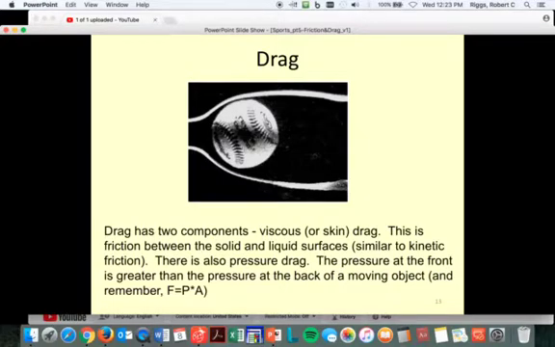What I want you to do is look at the Felix Baumgartner video, because drag has two components. There's viscous or skin drag, which is friction between a solid and liquid surfaces; we consider air like a liquid when we're doing these things. There's also pressure drag: the pressure at the front is greater than the pressure at the back of a moving object. And remember, force is equal to pressure times area.